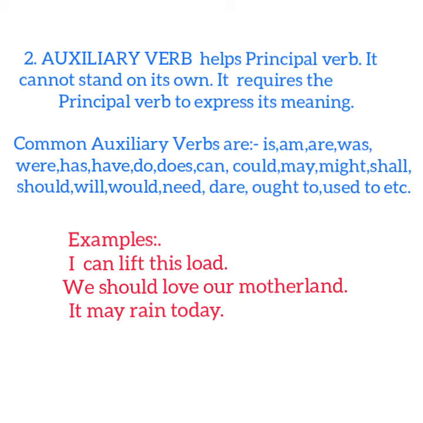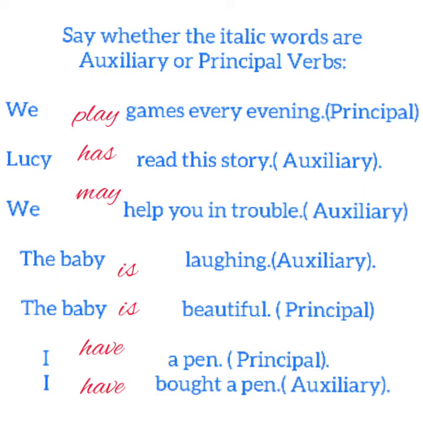The next one is it may rain today. Here the auxiliary verb is may. May is helping the main verb rain. So it shows us the uncertainty, probability, and the possibility of raining. So the auxiliary verbs add meaning to the mood of the principal verbs. As we have just learned about the principal verb and the auxiliary verb, let us do an exercise. The question is, say whether the italic words are auxiliary or principal verbs.